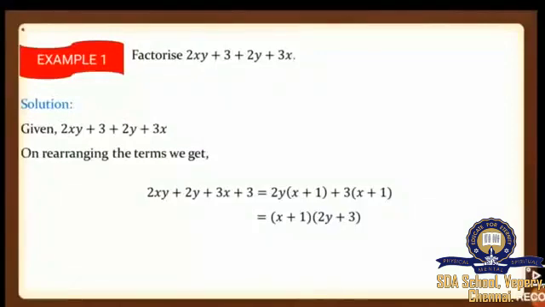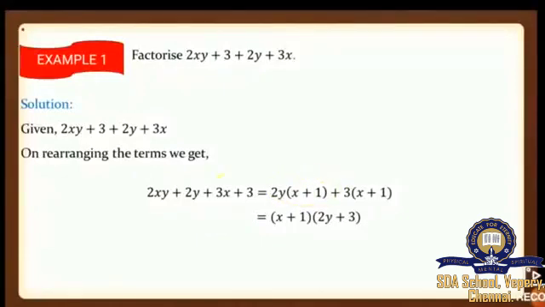If you group the first and the third term, you have 2y common. Similarly, if you group the second and the fourth term, you have 3 common, right? So you have to regroup it and find out the factors. On rearranging the terms, I will get 2xy plus 2y plus 3x plus 3. Now if you observe, from the first and the second term, you have 2y as common. So taking 2y commonly outside, I will get x plus 1.